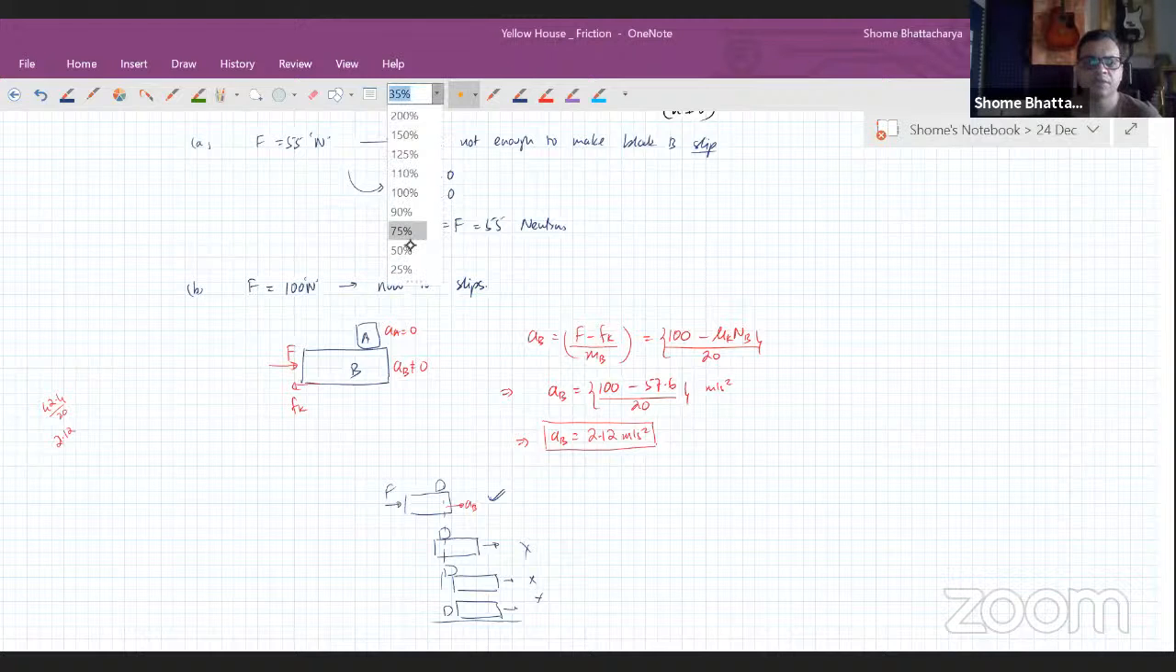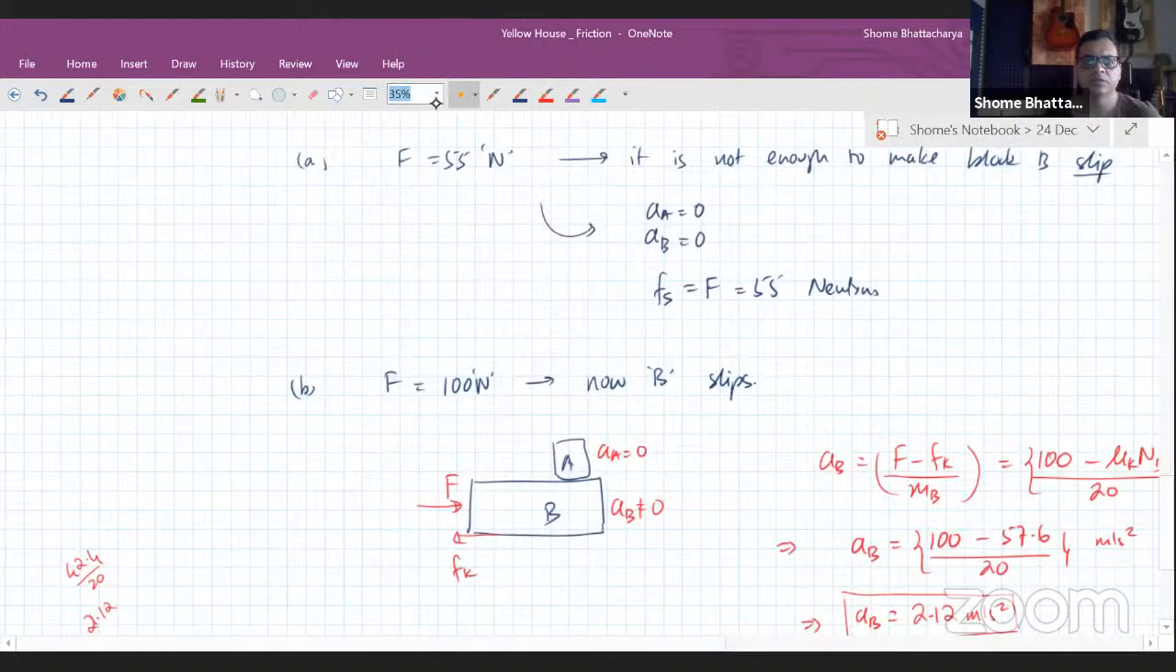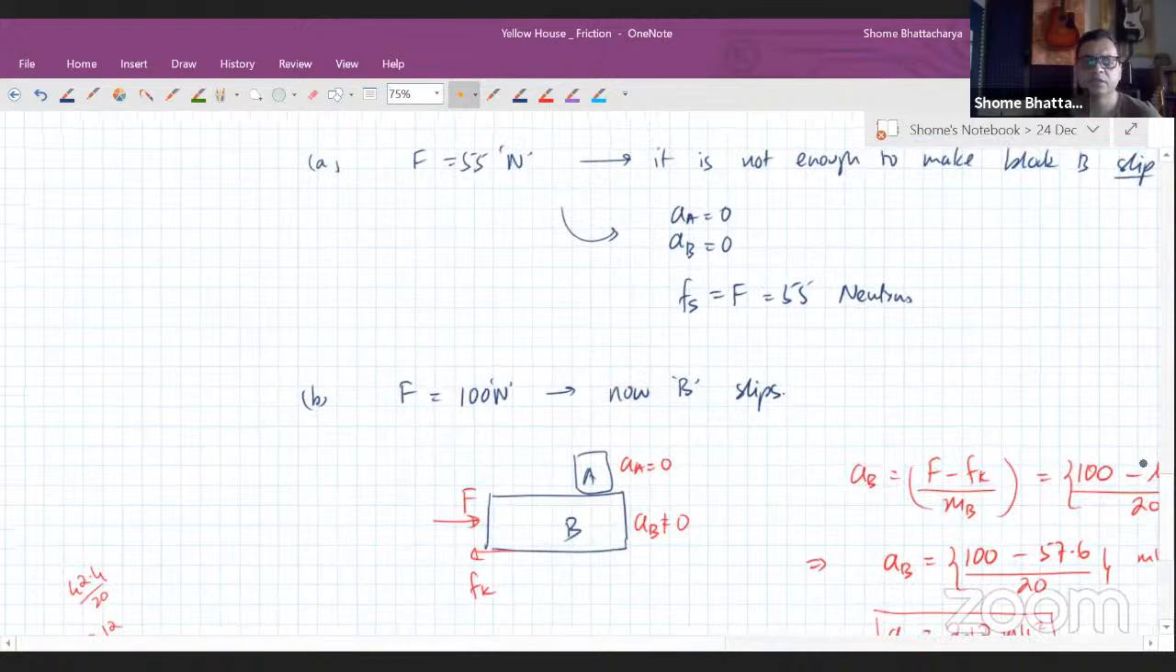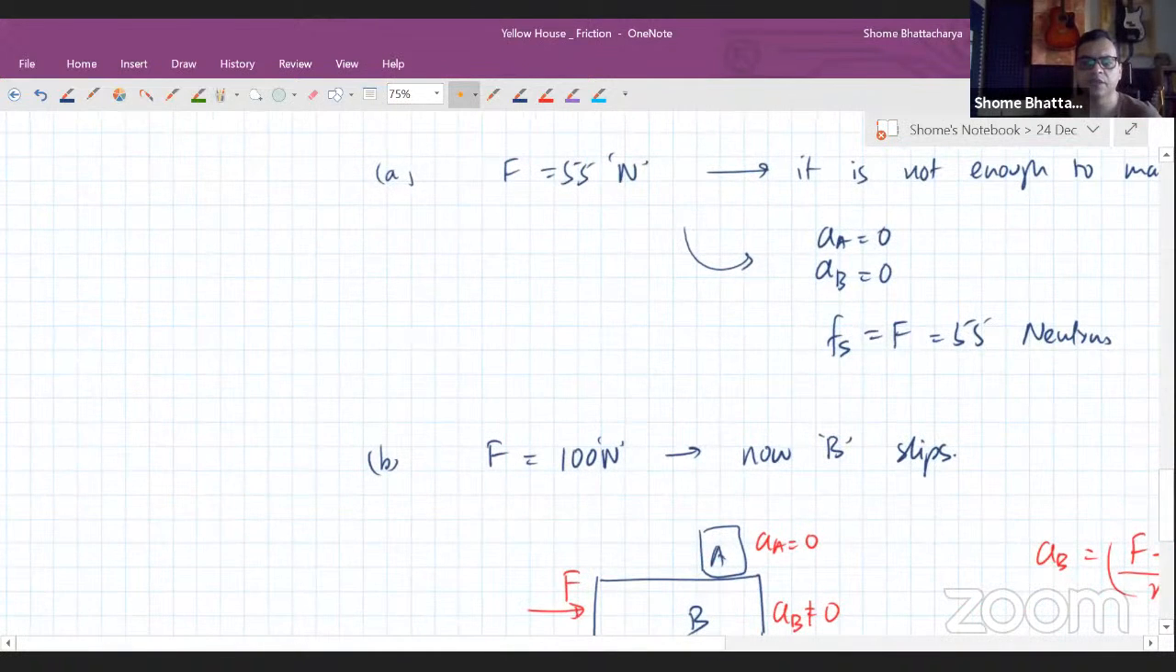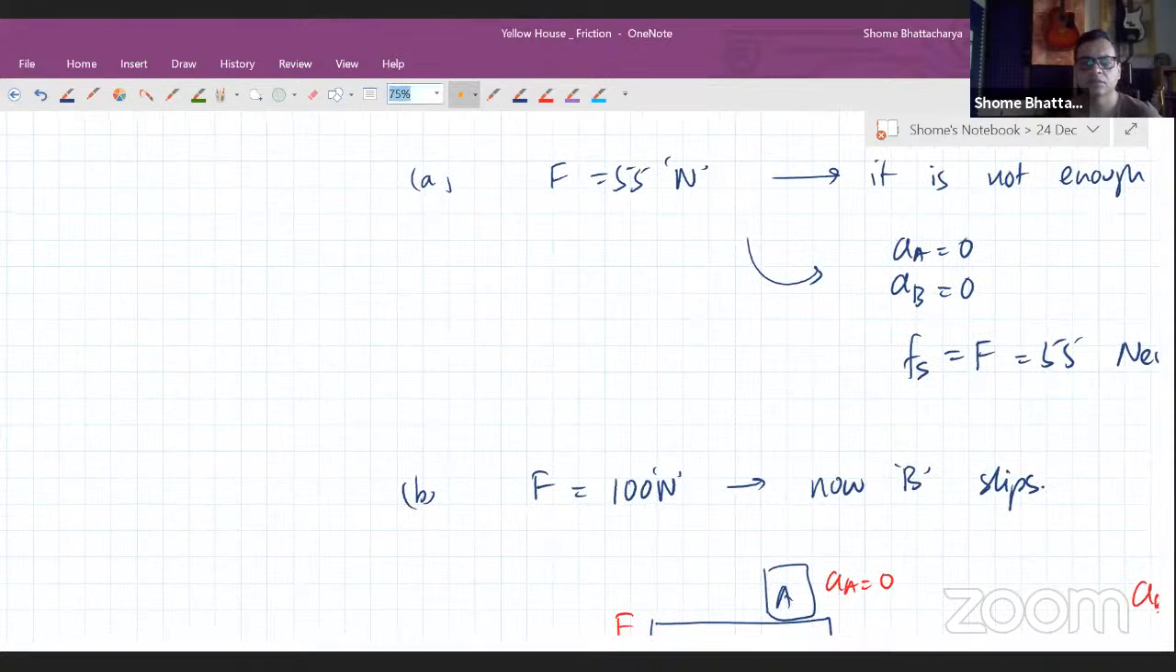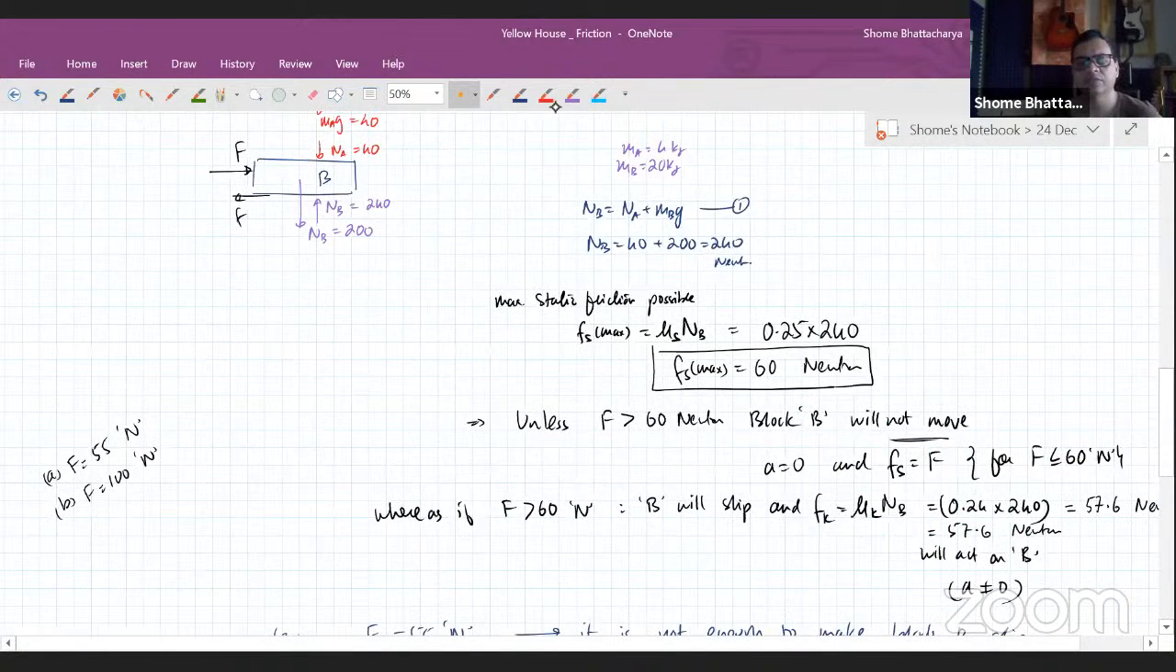Okay, so how do we know this is happening? We know that because in the previous section, we have calculated the maximum friction. Let's go back to that. We've calculated the maximum static friction which is available. So we can see that unless the force is greater than 60 newtons, the block B will not move. And if the force is greater than 60 newtons, then kinetic friction of this much will act on it. So we just apply this condition now on the given values.